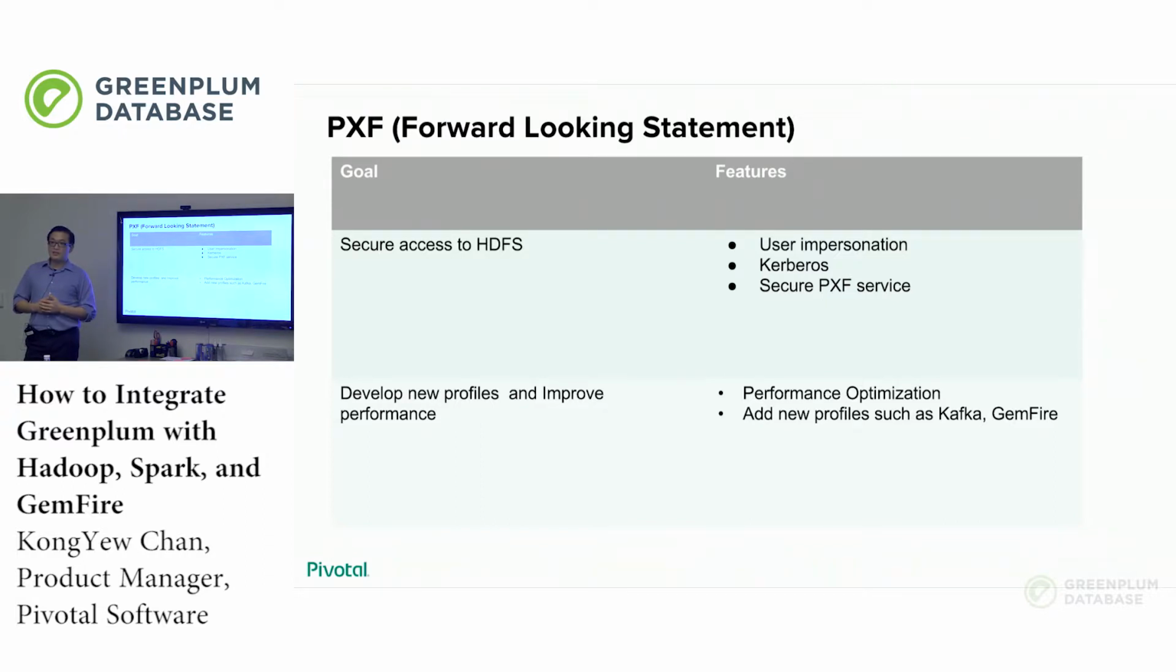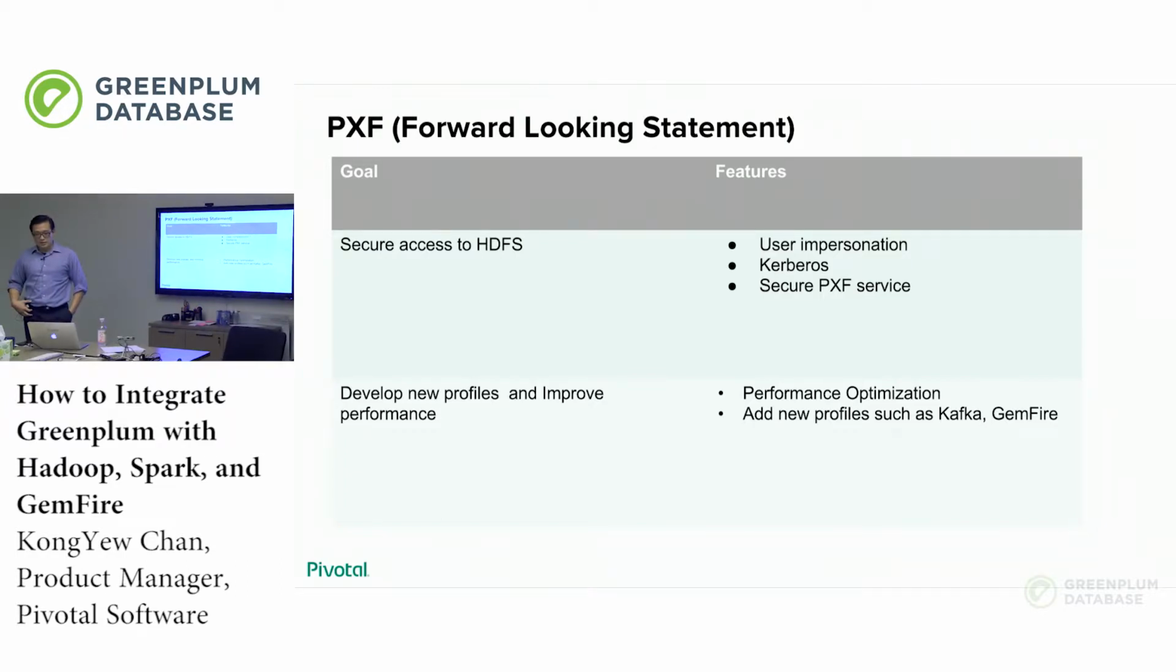And in some cases, people are asking me about performance. So these are the two items that we are going to look into for the next 6 months to a year. Secure the Hadoop file system by using Kerberos or user impersonation. We can also develop new profiles depending on the feedback and which profiles most people are using. In this example, I reference Kafka as well as GemFire.